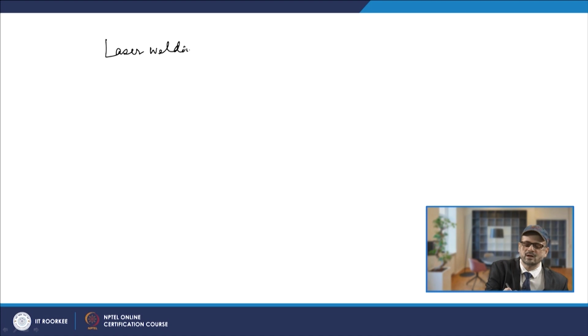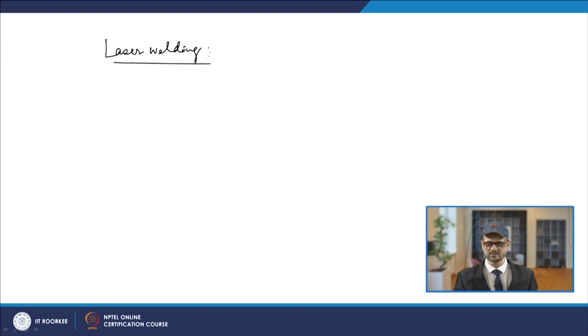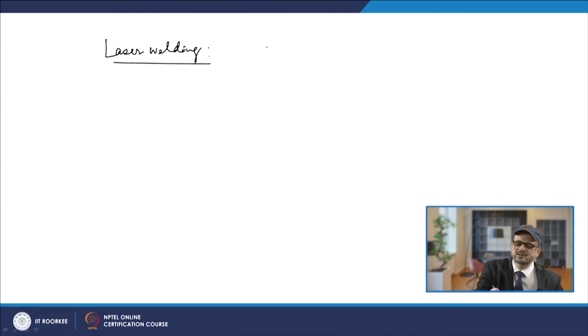Next we will talk about the laser welding. Now, as we know, in laser welding we use lasers, and in the case of laser welding the efficiency will be affected very much because of the wavelength and the energy density of the laser beam. So, here are the factors which are affecting the efficiency.